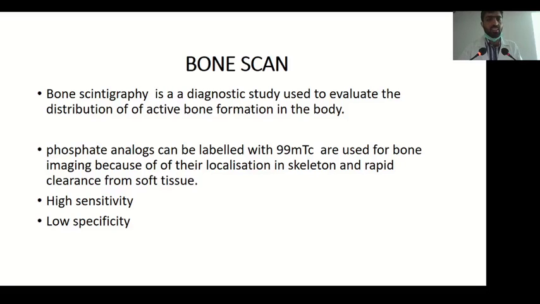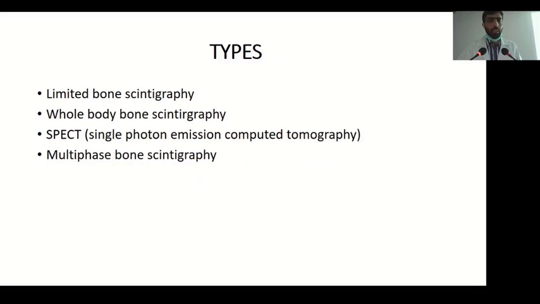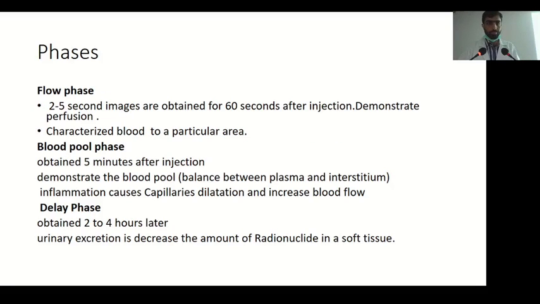They have a high sensitivity and low specificity, meaning they are diagnostic for declaring a patient negative or disease free for metastasis. Types: limited bone scintigraphy, whole body scan scintigraphy, SPECT and multi-phase bone scintigraphy. In our department, we most of the time use whole body bone scintigraphy.